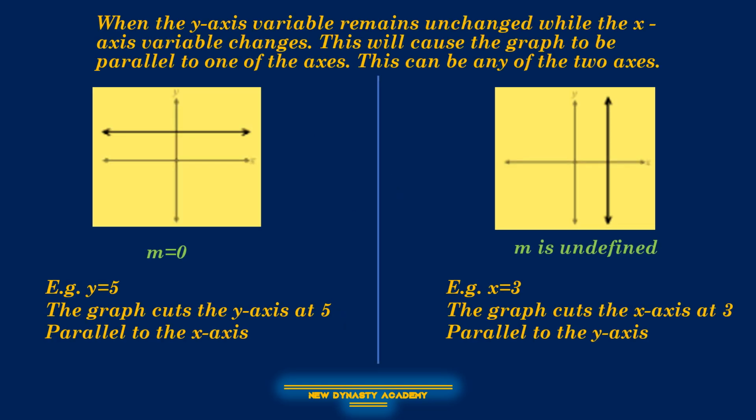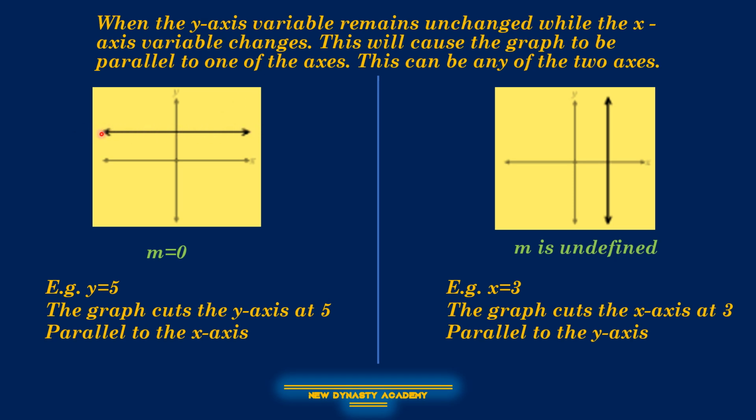Then furthermore, when the y-axis variable remains unchanged while the x-axis variable changes, this will cause the graph to be parallel to one of the axes. Now, basically, this sentence may not make sense. Basically, it's talking about this one here. You see that on this graph here, the y variable remains unchanged on this line. We're talking about the line that is darker than the other two lines, because the other two lines represent the axes of your Cartesian plane. So we're basically talking about this darker line here.